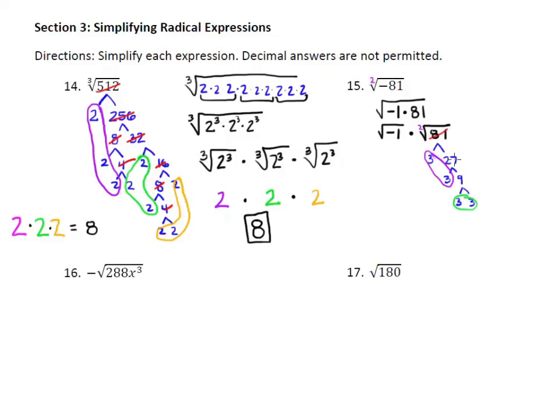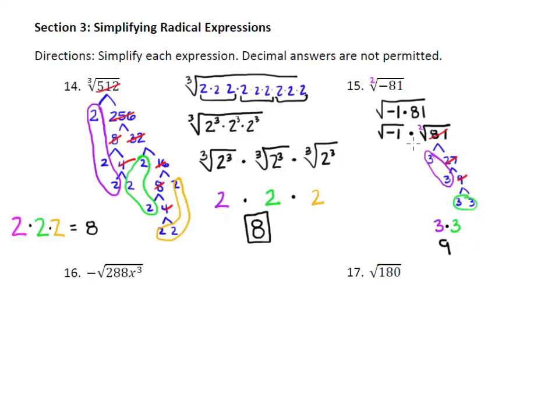The 81 I don't care about. The 27 and the 9 both got broken down, so we don't care about them. That's everything. So the square root of 81 is simply the number 3 to represent that group, and another number 3 to represent that group, and I multiply them together, which is 9. So the square root of 81 is 9. Now, that's that part right there.